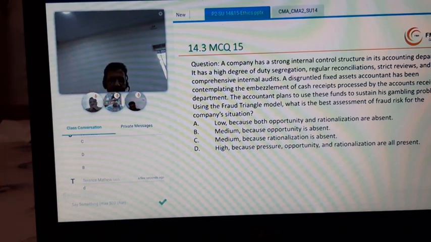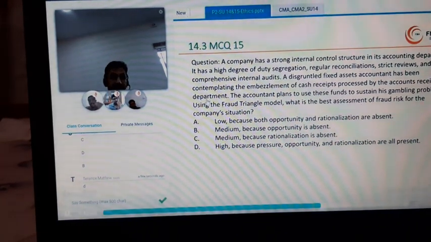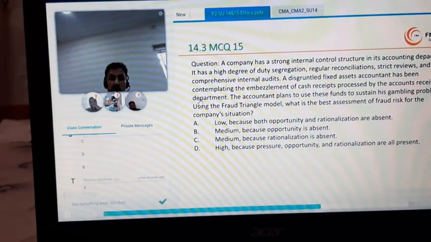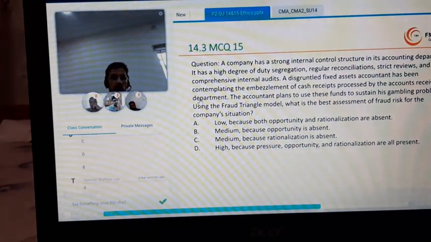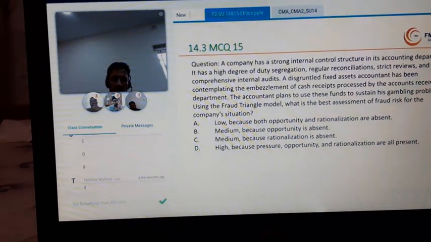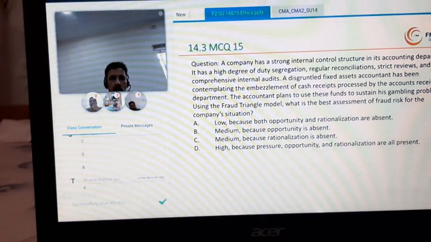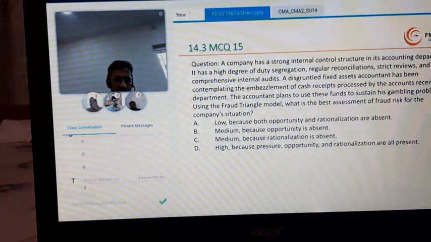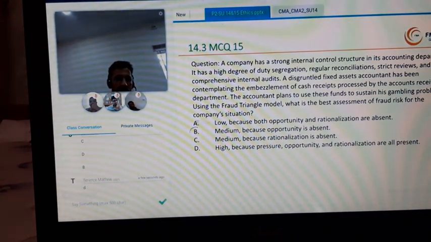The accountant plans to use these funds to sustain his gambling problem. So he has a perceived need, and that's the motivation to commit the fraud. So two factors are present and opportunity is not there. The third factor is not there. So it's medium because the opportunity is absent. That is the correct answer.